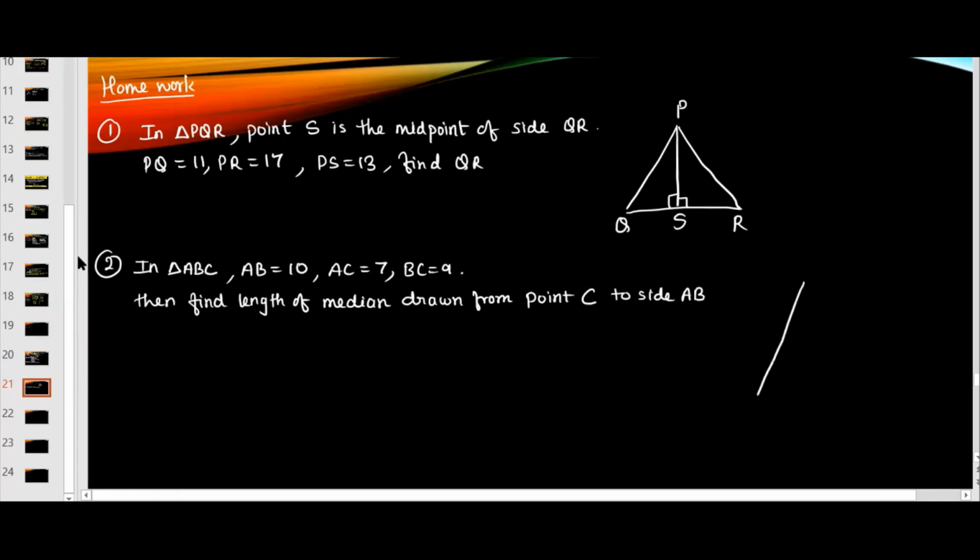The diagram is, this is A, this is B, this is C, and this point is D. All the information is given to you in the question. You have to use that information and try to solve these two questions using Apollonius theorem.